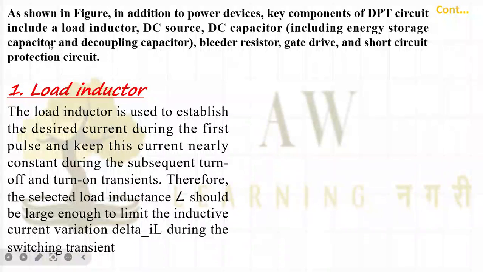So what is the purpose of this load inductor? This theory we have already covered in our previous class, but just in summary, the load inductor is used to establish the desired current during the first pulse and keep this current nearly constant during the subsequent turn on and turn off transient. Therefore, the selected load inductance L should be large enough to limit the inductive current variation, that is delta IL, during the switching transient. So we have to choose the value of inductance large enough such that the ripple in the current variation should not be too much, right? This thing we have already seen in the theory.